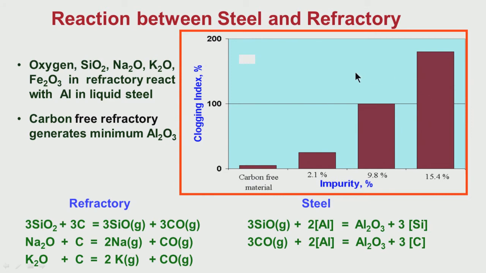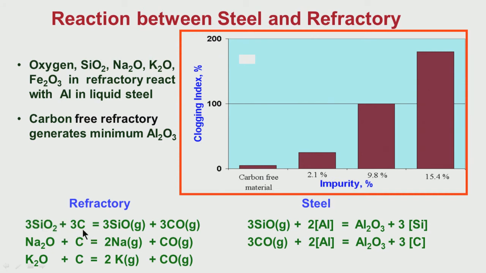If the carbon level of refractory is almost nil, it is very good. Otherwise, it will react. I will come to how carbon in refractory is deleterious from the point of view of cleanliness of steel. Suppose we have some amount of carbon and some SiO2 in the refractory.